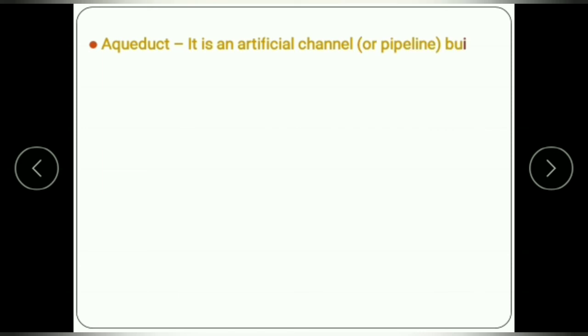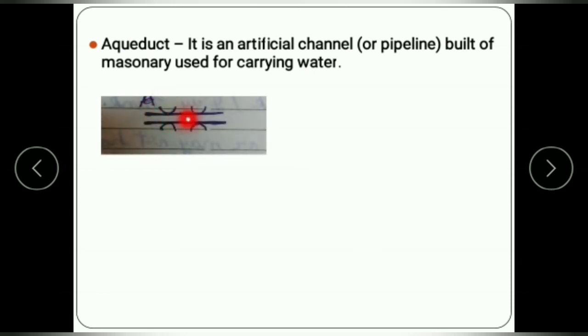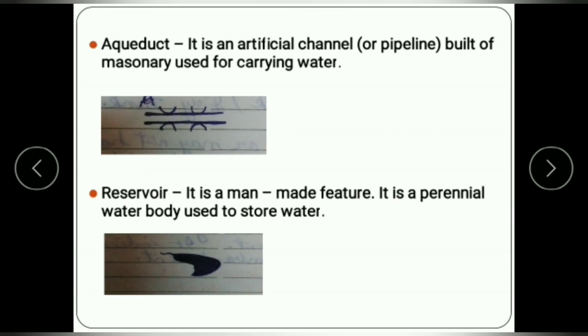Next, aqueduct, it is an artificial channel or pipeline built of masonry used for carrying water. Aqueducts are a stream or a channel, and pipelines, these are found mostly in the hilly regions, where these pipelines, which are hard in nature, are used for carrying the water from one part to the settlement areas. Reservoir, it is a man-made feature. It is a perennial water body used to store water. So reservoirs are made in order to store the water for future use.